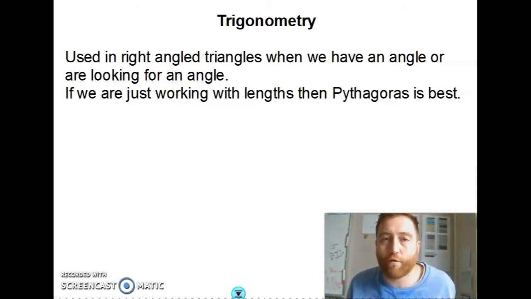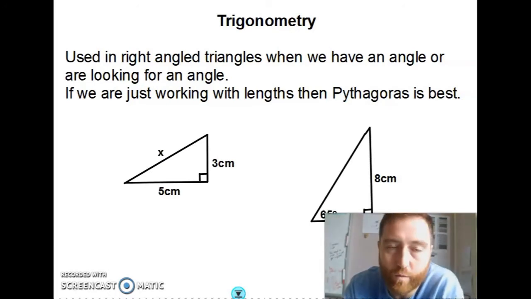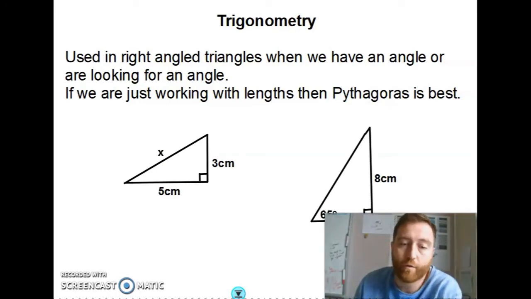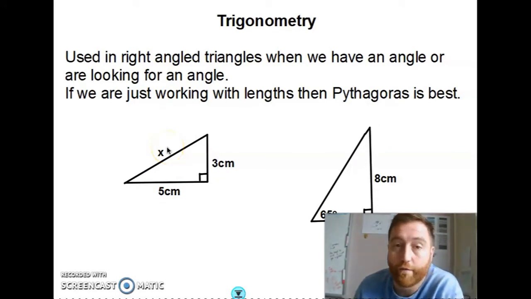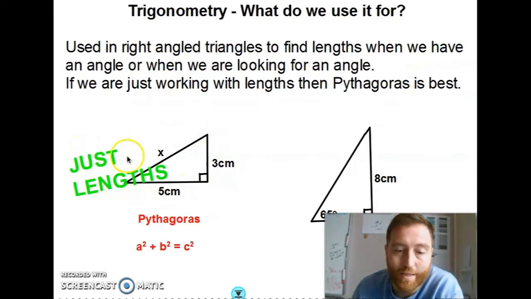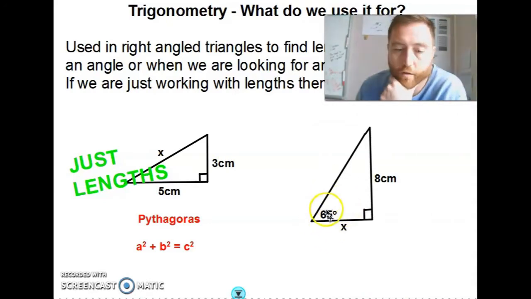So it's used in right-angled triangles, and it's used when we have an angle or we're looking for an angle. So if it's just lengths, you've hopefully seen this before, Pythagoras. I would encourage you, if you haven't seen Pythagoras before, to do that first. This first one on the left here is a Pythagoras example, because it's just got two lengths, and we're finding a third length. Trigonometry is used when we have an angle involved, whenever there's an angle involved in a right angle triangle.